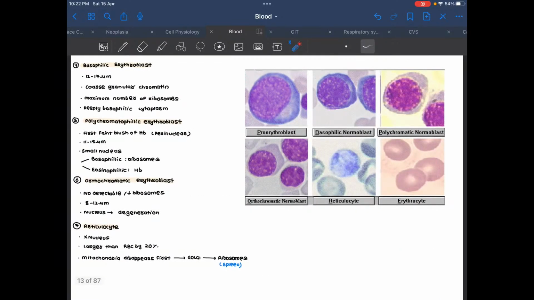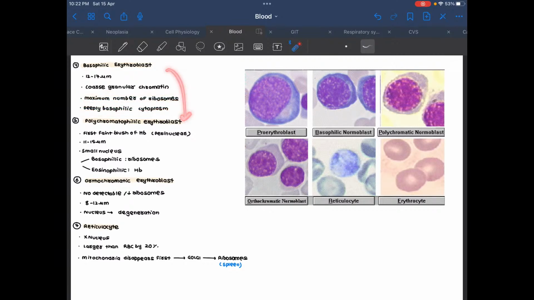Now let's move forward. We have a basophilic normoblast, or a basophilic erythroblast. So what is this basophilic? One thing I can see is the cytoplasm has become more basophilic. It has coarse granular chromatin. As you can see, compared to the fine granular nature, it's much more coarse. Very importantly, it has the maximum number of ribosomes. That is why it is the most basophilic of them all, and that is the reason why it has a deeply basophilic cytoplasm.